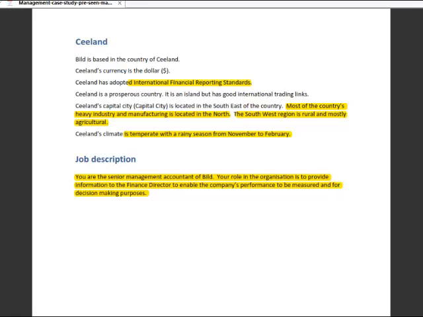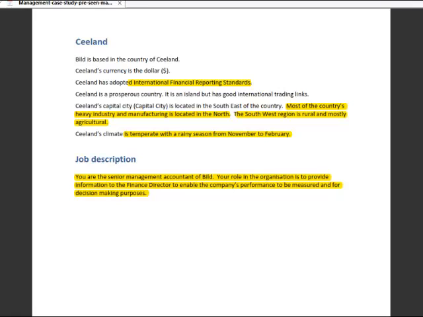We're given information about Build and the country it's operating in, the country of Sealand, and the currency is $1. And Sealand has adopted IFRS, International Financial Reporting Standards. It's a prosperous country. It's an island. Good international trading links, although it appears from the case study that all of their work is done within Sealand. Their capital city is located in the southeast of the country. Most of the heavy industry and manufacturing is in the north. The southwest region is rural and mostly agricultural, so you'd think there wouldn't be a lot of activity there.